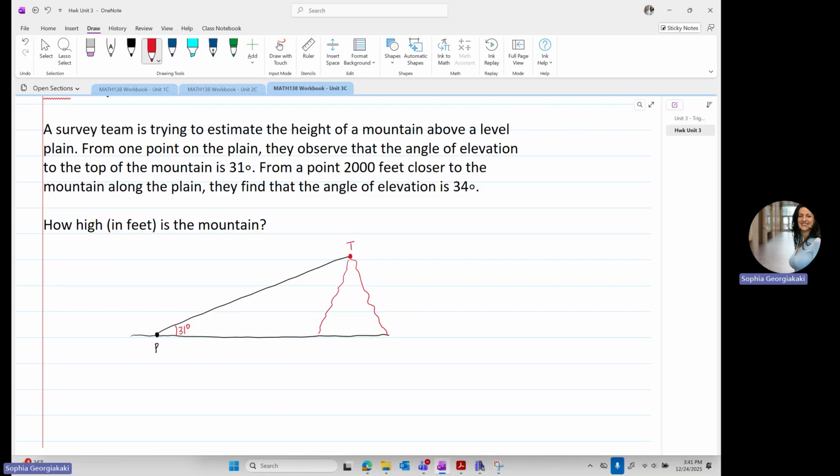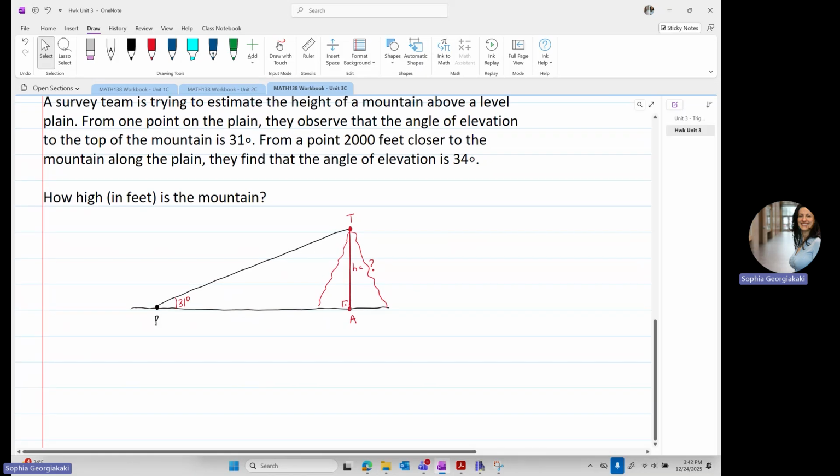So let's call it T. Remember, they are asking us for the height of the mountain. So actually, they are asking us for this length. So height equals what? That's the question. So if the height is perpendicular to the level plane, this is a right triangle. So let's call it APT is a right triangle. In this right triangle, we know the angle 31 degrees. We don't know any of the sides, and we are being asked to find H. H is the opposite of the 31 degrees.